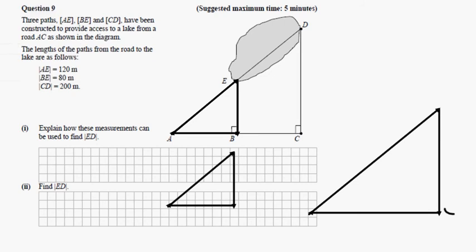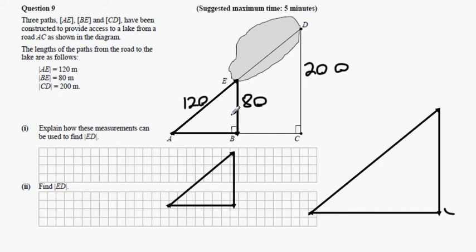Okay, so question 9. Three paths A, E, B, and C, D have been constructed to provide access to a lake from a road AC as shown in the diagram. The lengths of the paths from roads to lakes are shown. Okay, so EB is 80, this one here is 200, and then we have CD, which is 200, and we have AE, which is 120.